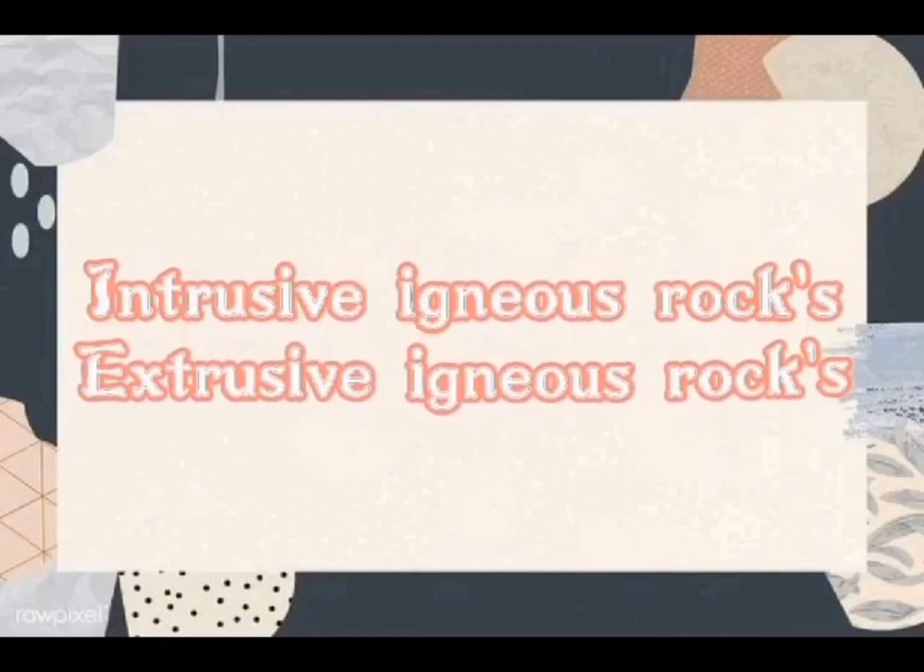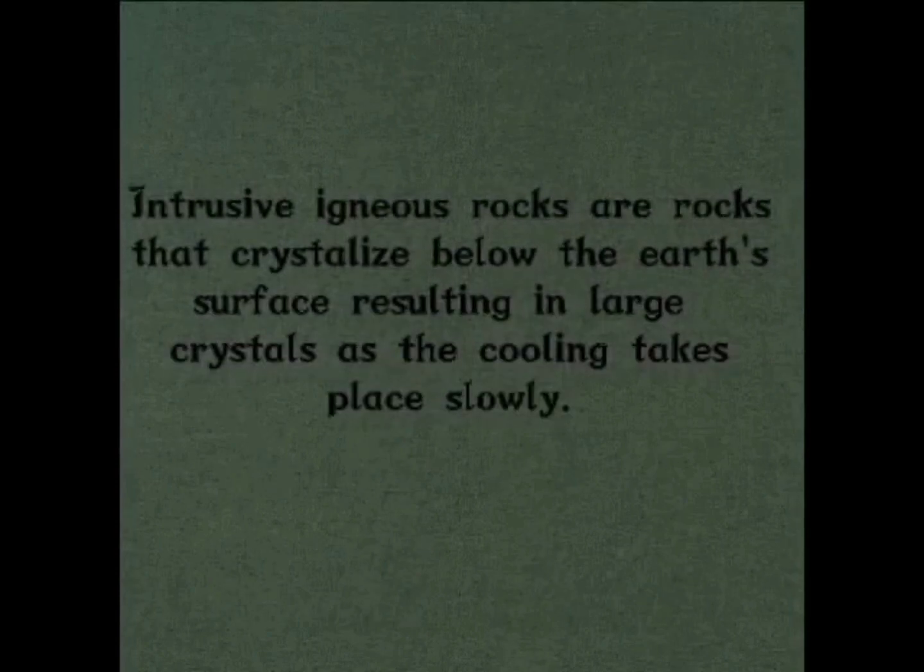There are two types of igneous rock. The first one is intrusive igneous rocks. The second one is extrusive igneous rocks. Intrusive igneous rocks are rocks that crystallize below the Earth's surface, resulting in large crystals as the cooling takes place slowly.